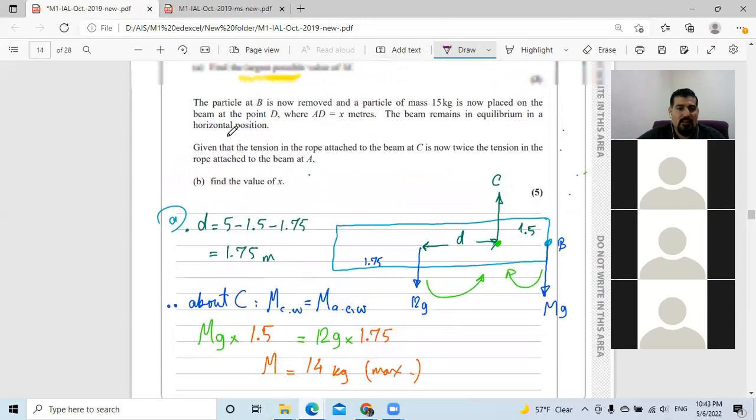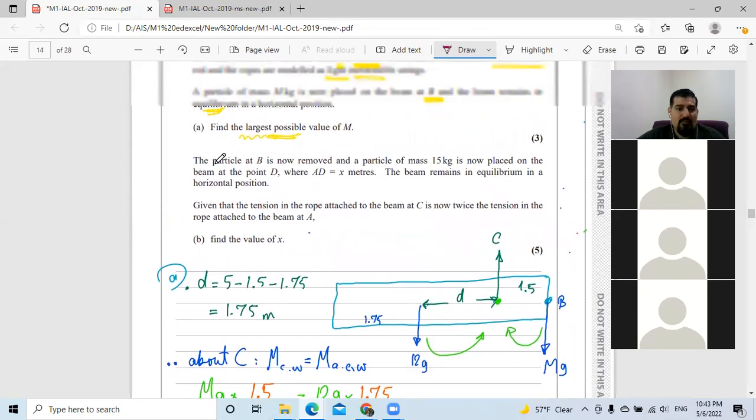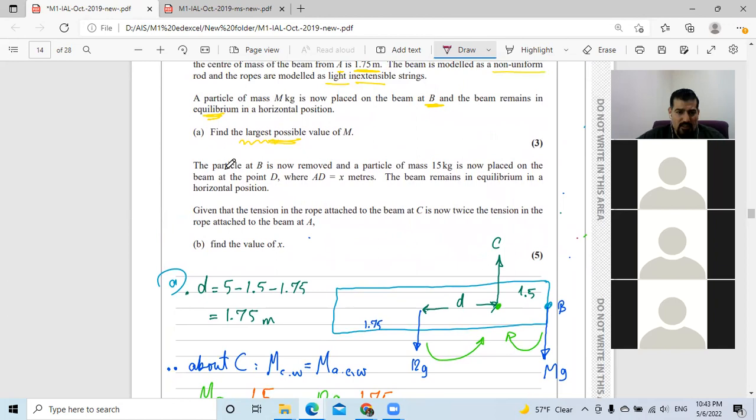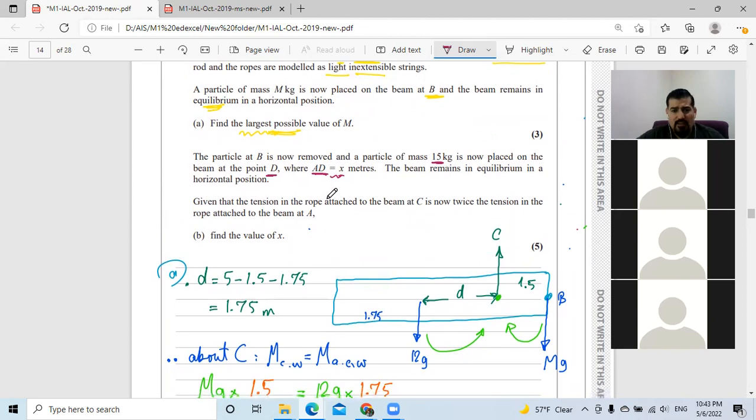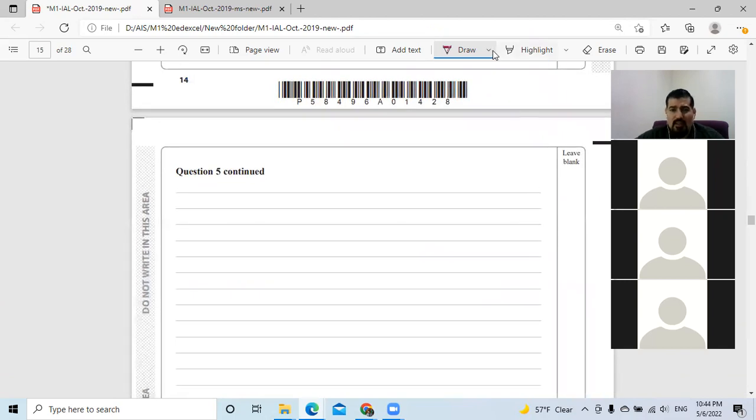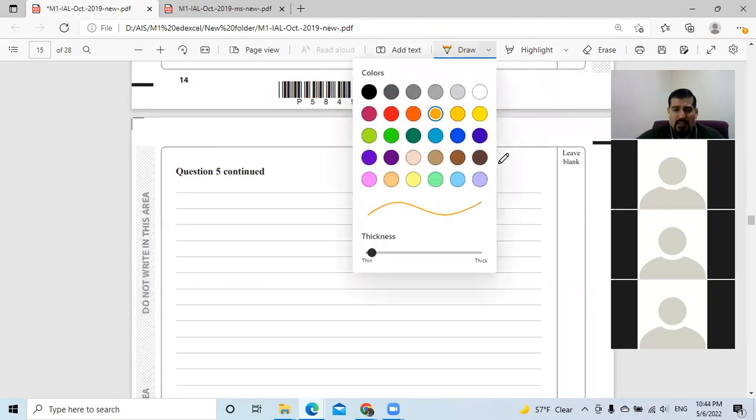Okay, good. Now, for part B, what do they ask? The particle at B is now removed, and a particle of mass 15 kilograms is placed on the beam at a point D, where AD is distance x meters. The beam remains in equilibrium in the horizontal position. Given that the tension of the rope at C is twice the tension at the rope at A, find the value of x. Now we are going to redraw this, and we'll see what forces act here.